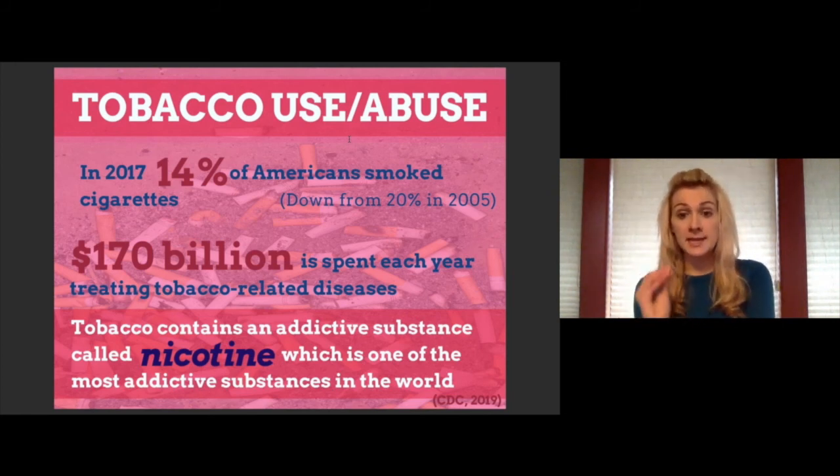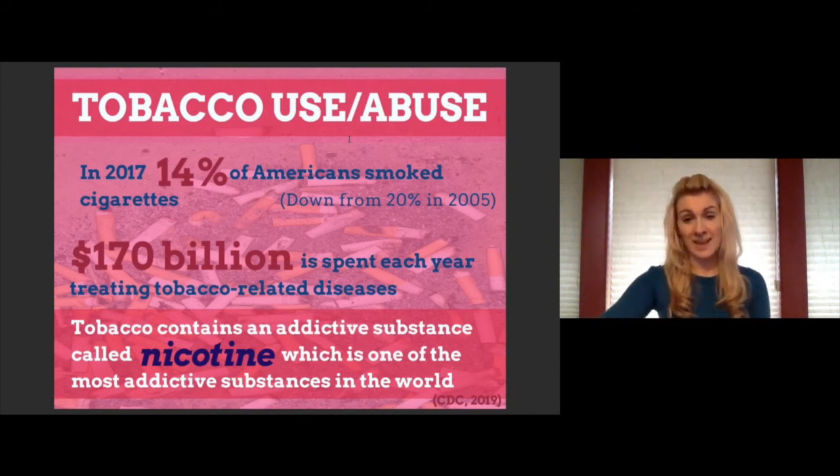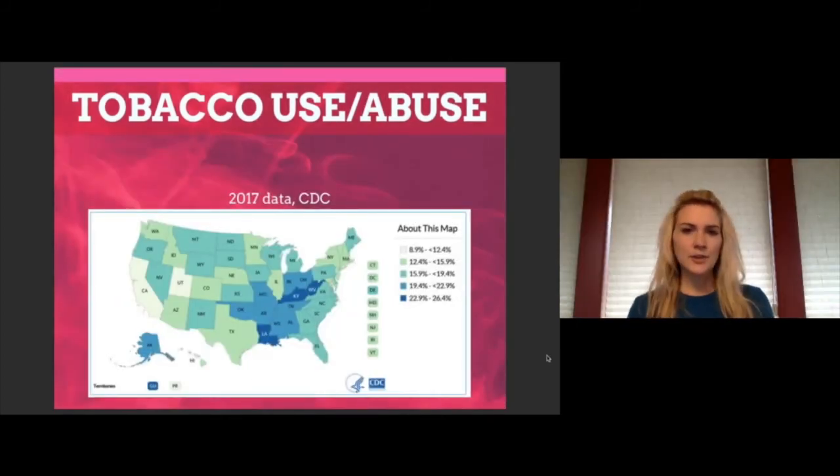Tobacco contains an addictive substance called nicotine, which is one of the most addictive substances in the entire world. That means breaking that habit is very difficult. So let's take a look at tobacco use and abuse data from 2017 in the United States. As you can see, this is still predominantly the most common in the southeastern United States, and in the southern states, but it's still a very high percentage.